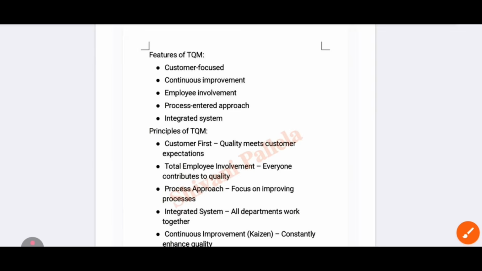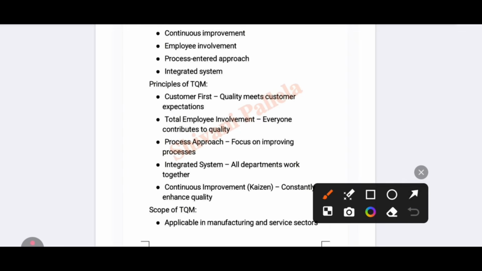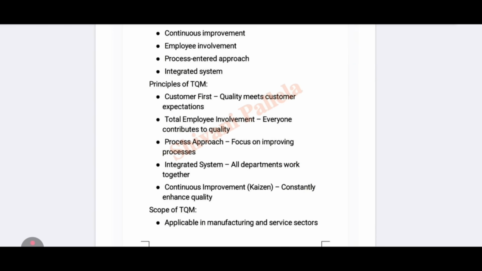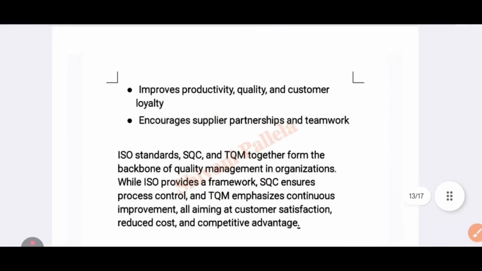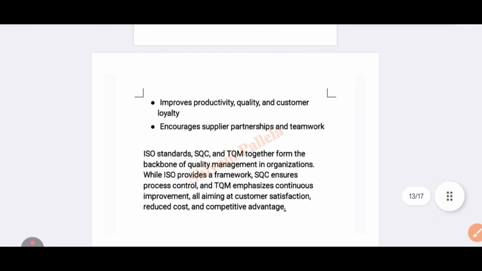Yes, the principles of TQM we have already discussed in the explanation. First, customer: give priority to the customer. Total employee involvement: whether every employee is involved or not. Integrated system: all departments in the organization should work together. Continuous improvement is also one of the main concepts in this TQM. Clear? The scope of TQM they have also asked. So if you are learning this answer from unit number 4, it is more than enough. Clear? For theory answers, this question will be useful.